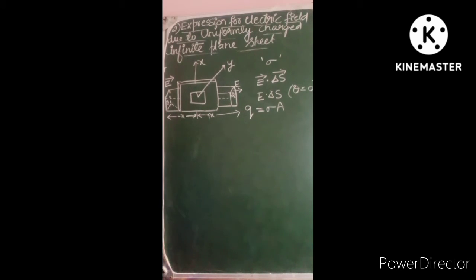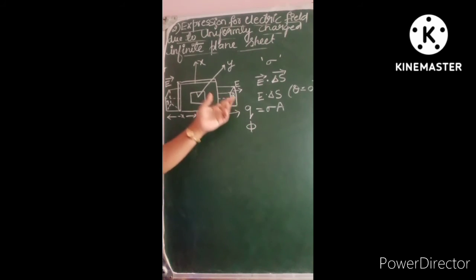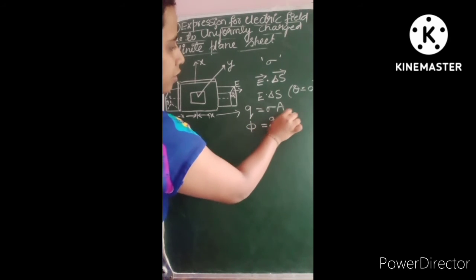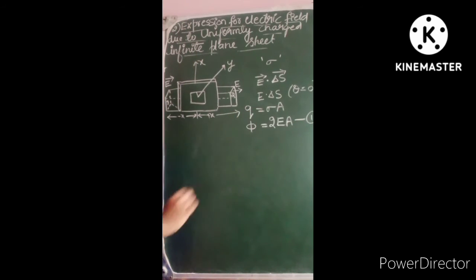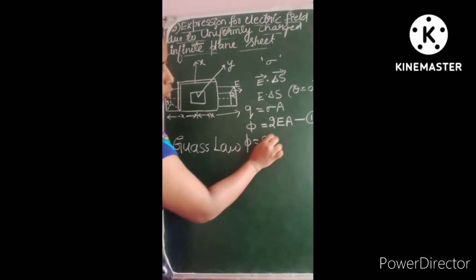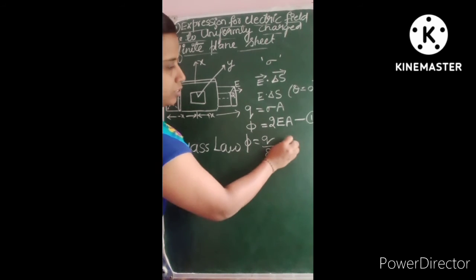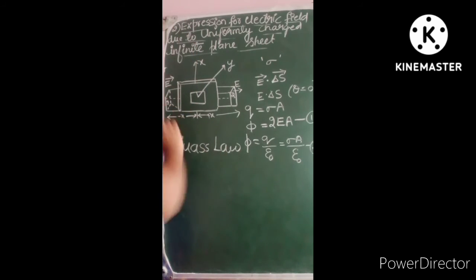Already we know that the phi, since it adds upon for the two surface areas, phi is equal to 2EA. Take this as equation number 1. We are having Q is equal to sigma A. Coming to the Gauss law, phi is equal to Q by epsilon naught. This we already know. Here in place of Q, substitute the value of Q as sigma A divided by epsilon naught. Take this as equation number 2.